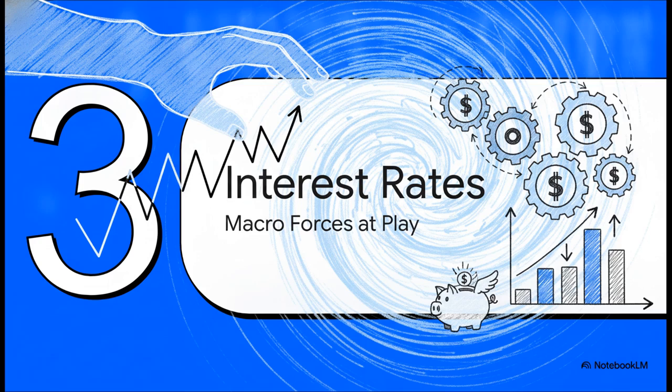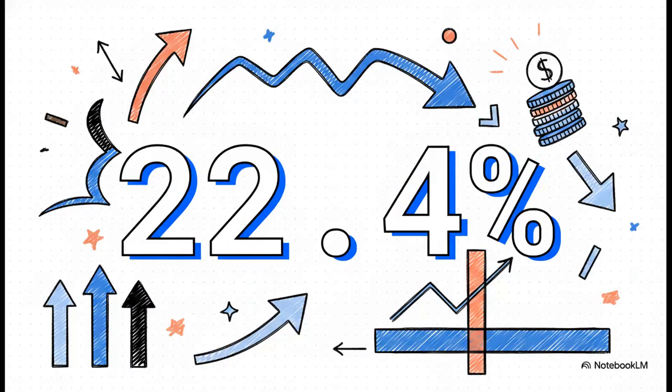Let's move to step 3, the interest rate connection, where massive macro forces take the wheel. This specific number completely blew my mind during the research. Exactly 22.4%. That is the amount of variability in S&P 500 PE ratios that is explained entirely by U.S. interest rates. Not the underlying businesses, just the rates. Let that sink in for a second.